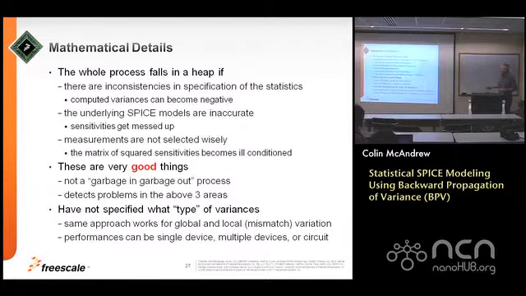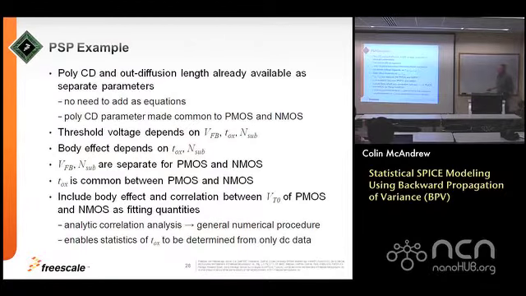And again, I haven't specified what type of variances they are. So I said that this works for mismatch, the local variation, as well as the global variation for the parameters, but I'm not going to go into that. So let me show you an example.